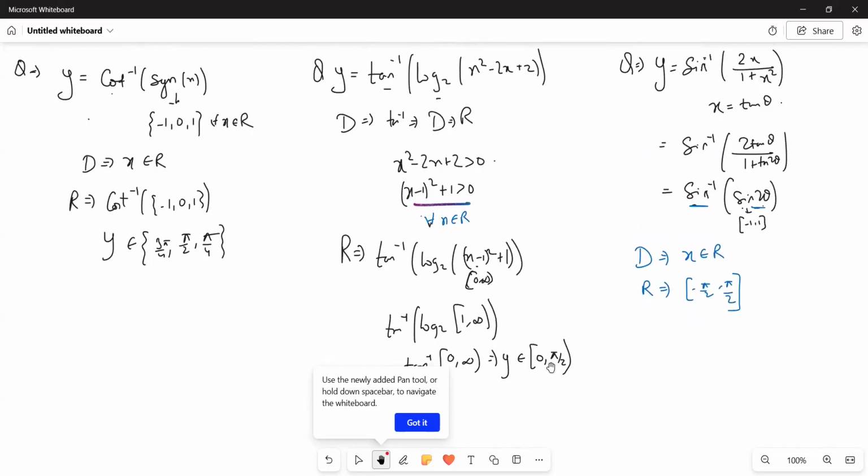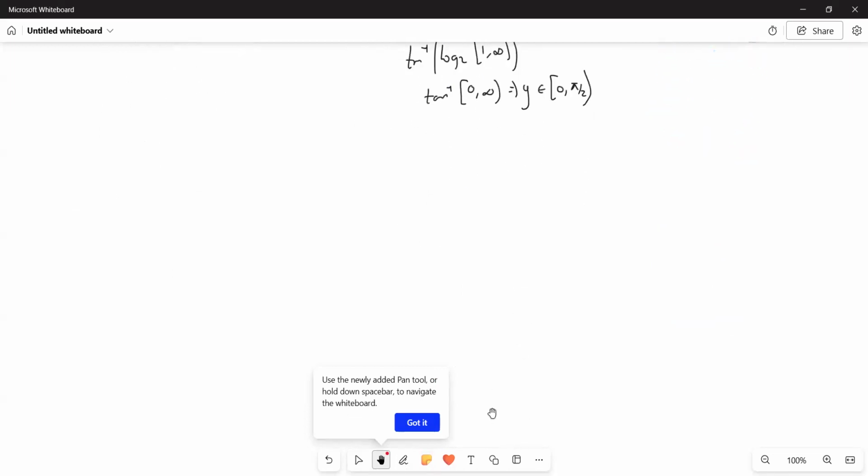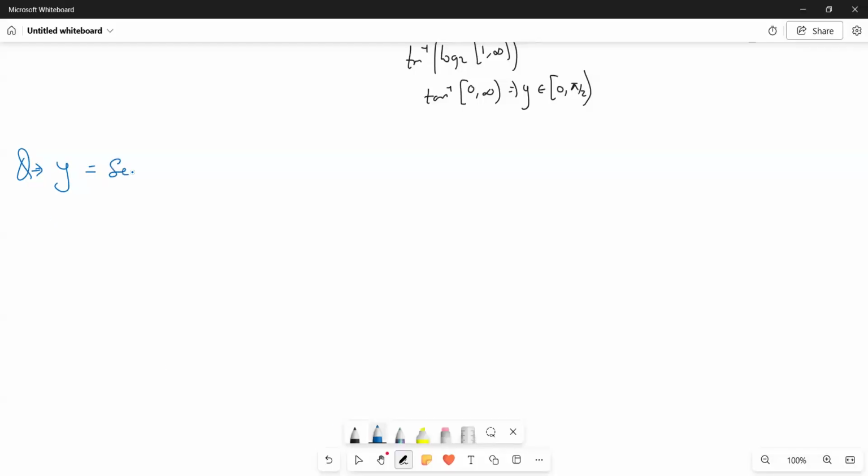Is everyone clear with the last one? Yes, sir. Because this is quite an interesting expression to have. So suppose, next question, let's say we have y is equal to sec inverse of 2x by 1 plus x square. Find the domain and range.